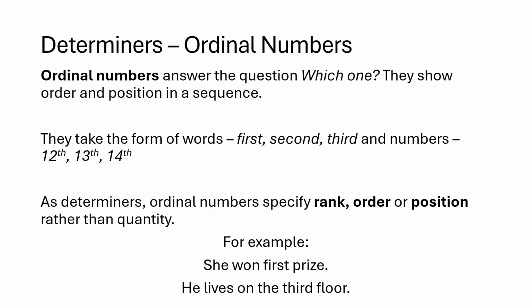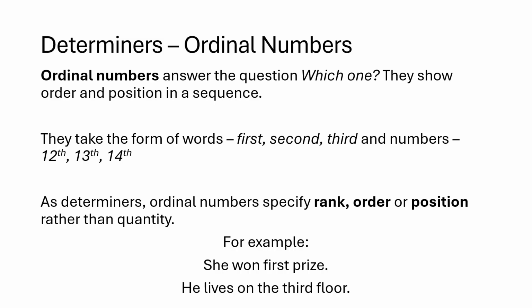Ordinal numbers answer the question, which one? They show order and position in a sequence. They take the form of words. First, second, third, and numbers, 12th, 13th, 14th.